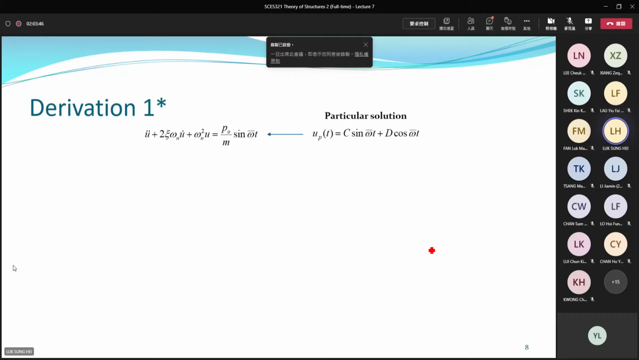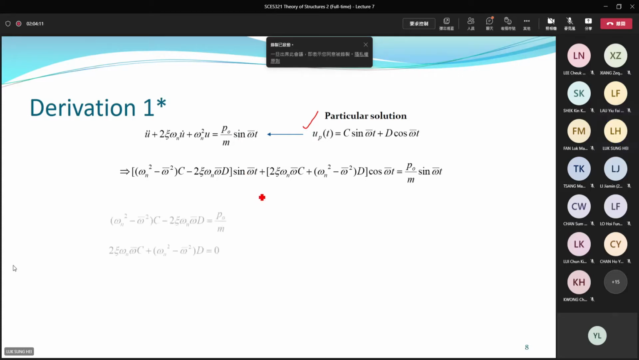Now this page shows the derivations, to let you know how to evaluate a particular solution. If you like, you may have a look at the derivations here. We take this as our particular solution form, C sine omega bar t plus D cosine omega bar t, and then we substitute these expressions into the differential equation and do some simplifications.